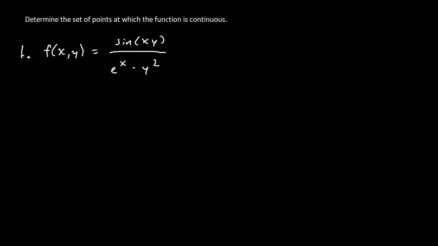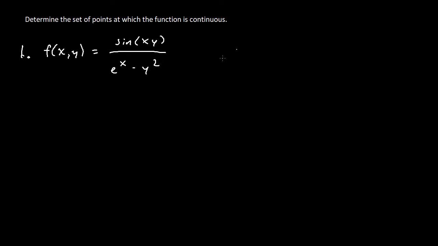So let's go ahead and determine the set of points at which the function is continuous. So for number 1 we have f of x, y is equal to sine of x times y over e to the x minus y squared. So in order to find where the function is continuous, we could easily look at where the function is discontinuous. So obviously we cannot divide by 0.